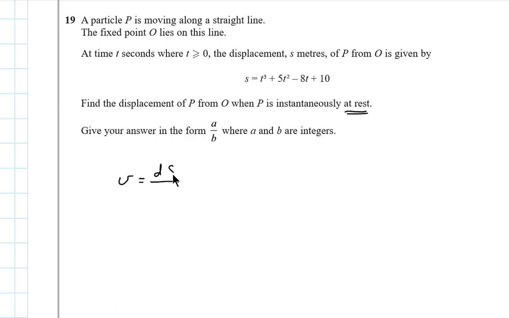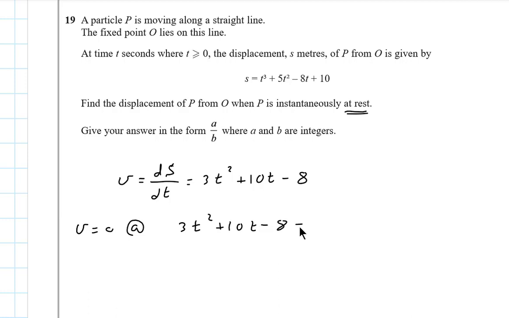First of all, I will get V, which is the differentiation of s with respect to time. It will be 3t squared plus 10t minus 8. Differentiation is very easy. So V equals 0 at this expression, 3t squared plus 10t minus 8 equals 0, which can be factorized to 3t minus 2 multiplied by t plus 4, right?